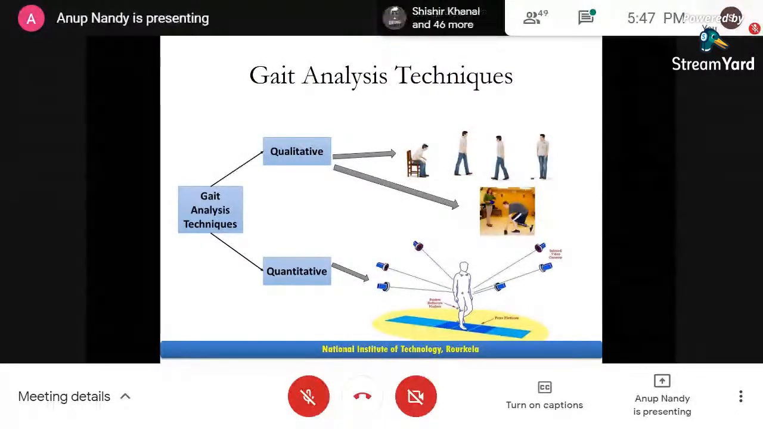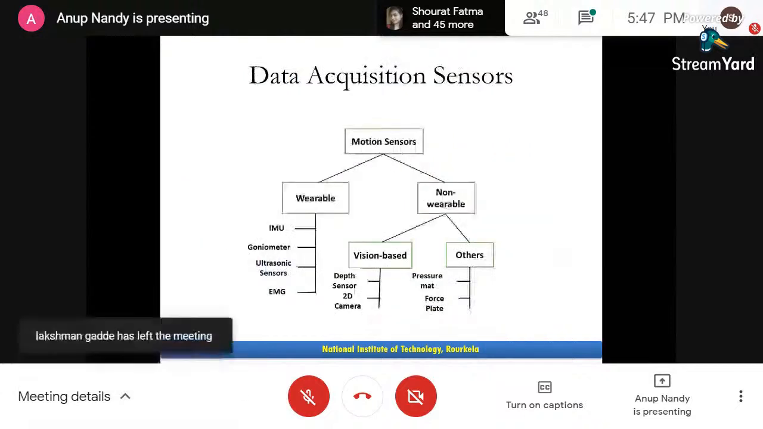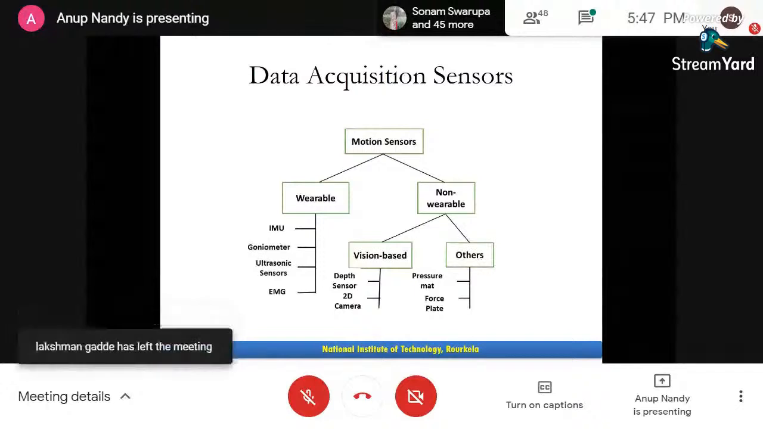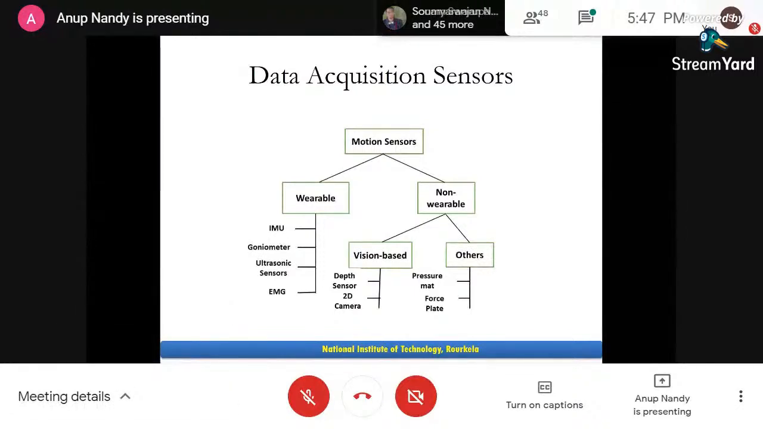Quantitative gait analysis means that we are using different image data, video data, EMG sensor data, IMU sensor data, and different types of motion sensors. Wearable sensors include the IMU sensor, goniometer, ultrasonic sensor, and EMG sensor, as shown in the picture. You can put these sensors on the body.